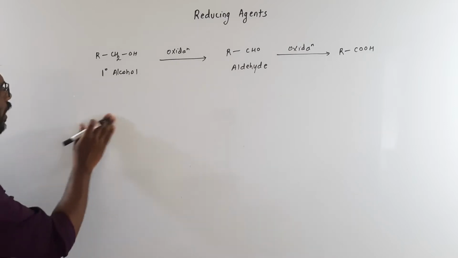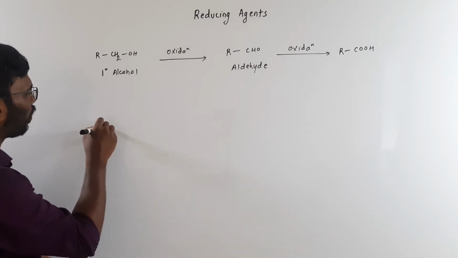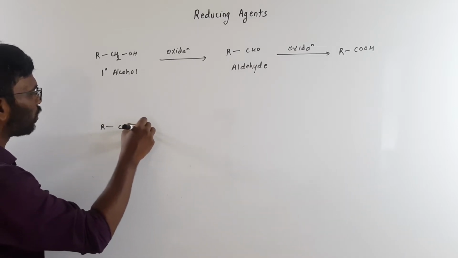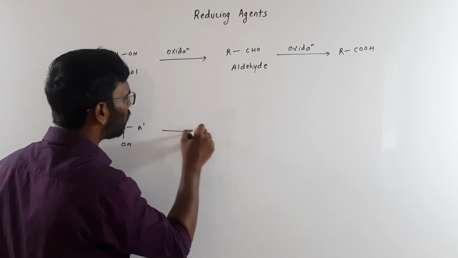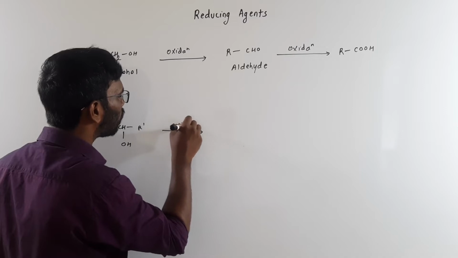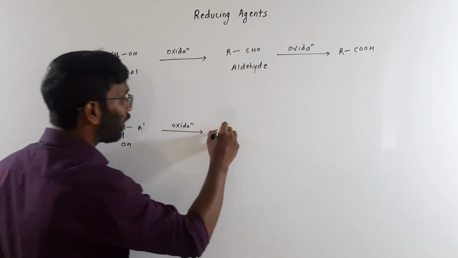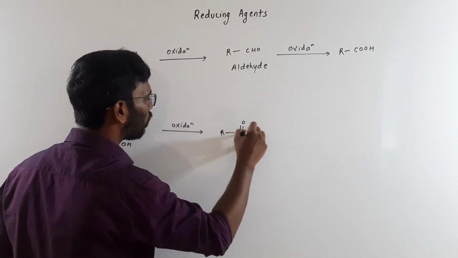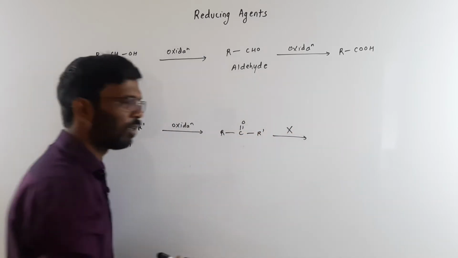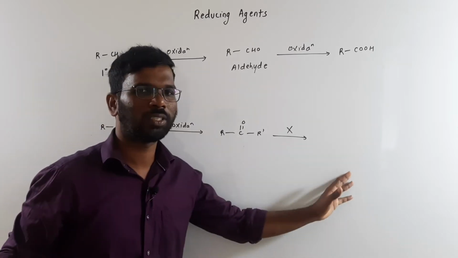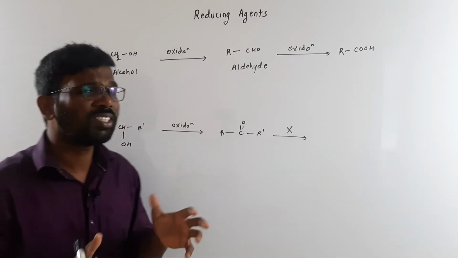And what about a secondary alcohol? If I take a secondary alcohol, CHR dash, and do the oxidation of this, then it will get converted to the ketone, right? And this is not oxidized further. This oxidation is not possible further. Now this is about the oxidation.